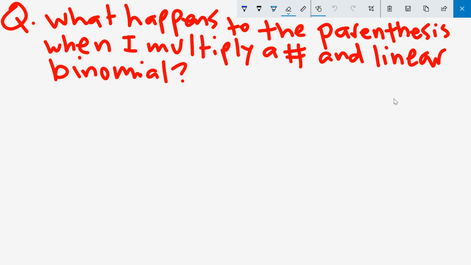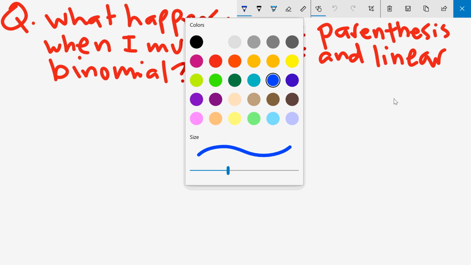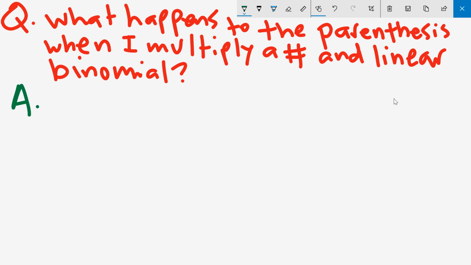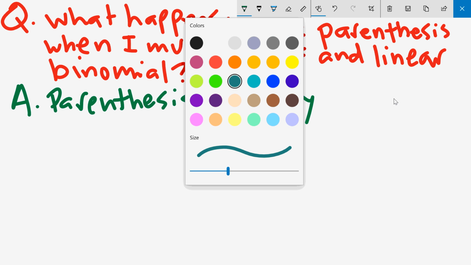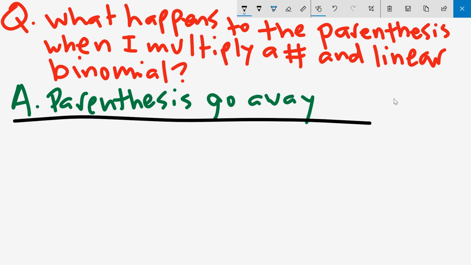All right, so something I didn't mention in the last video, which I think is noteworthy, is what happens to the parentheses when I multiply a number and a linear binomial? What happens to those things? And I'll give you the quick answer here. The short answer is the parentheses go away. They go away. And so let's look. You don't have to worry about them anymore after you multiply.